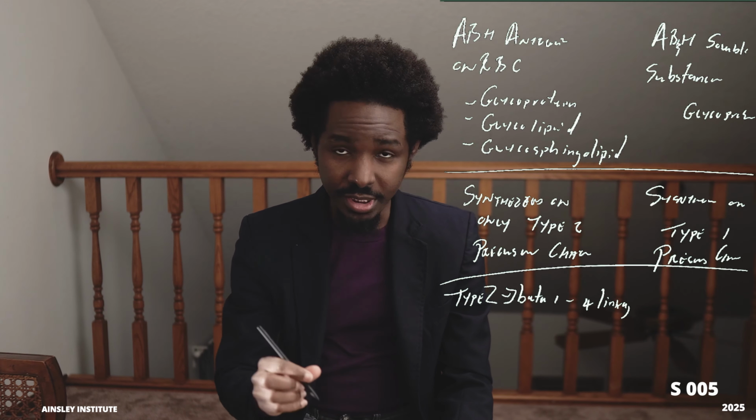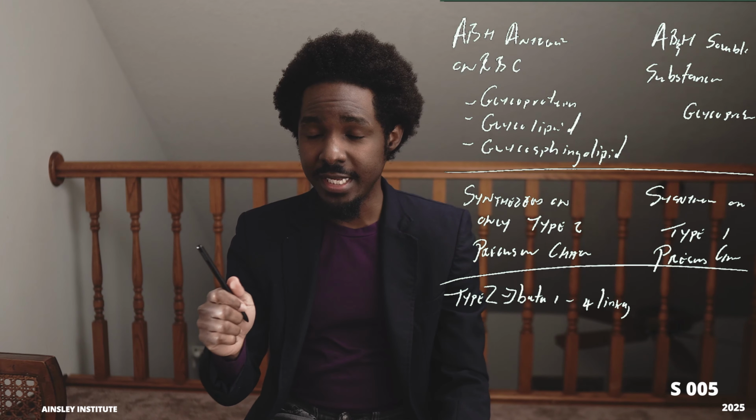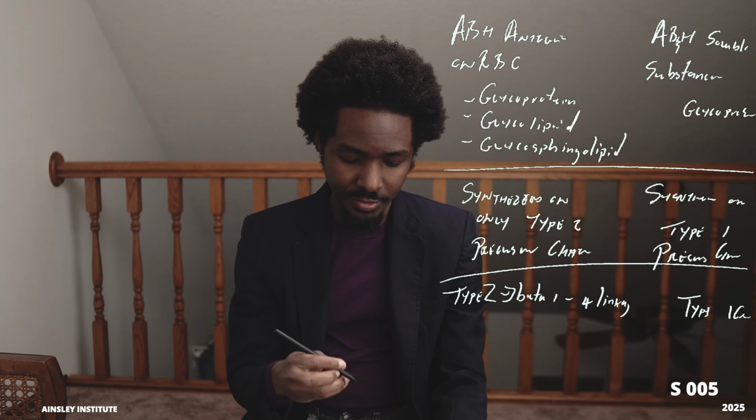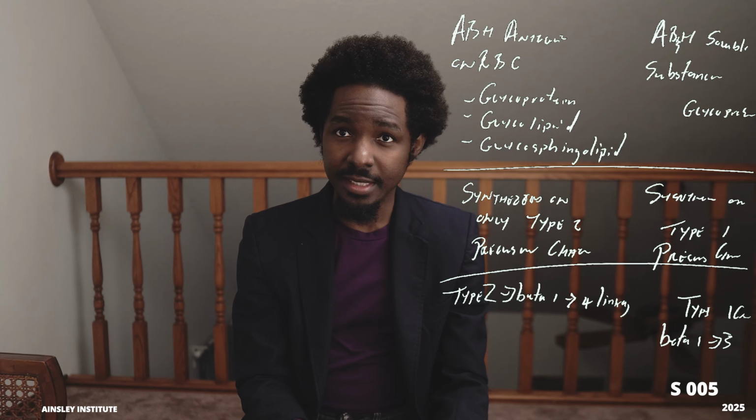Now, for the type 1, which is on the A, B, and H soluble substances, we have the type 1 chain, and as we stated, it is referred to as the beta 1, linked to number 3, or a 3 linkage.